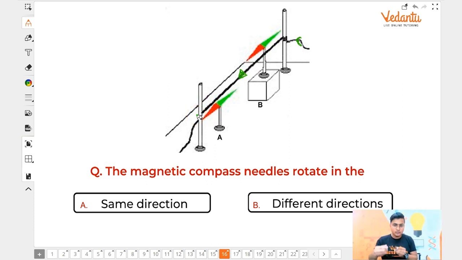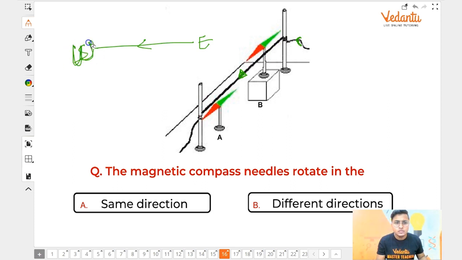If I consider that this is the wire, I'll just make it horizontal for our convenience. The current is moving from east to west. This is north, this is south, this is east to west. So this is the wire, with current moving from east to west. My thumb here is moving from east to west, so I'll hold it.